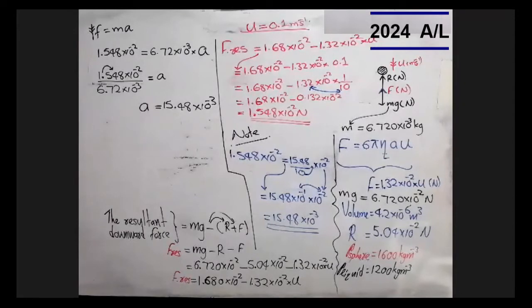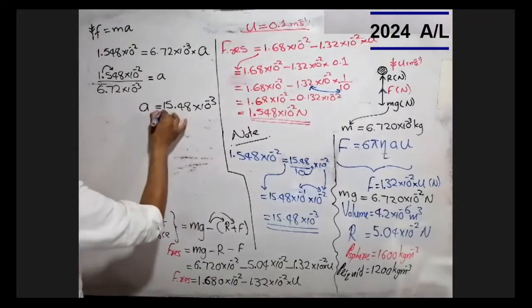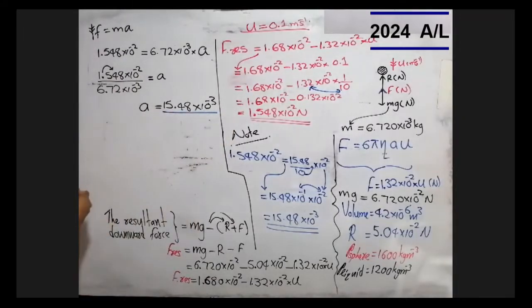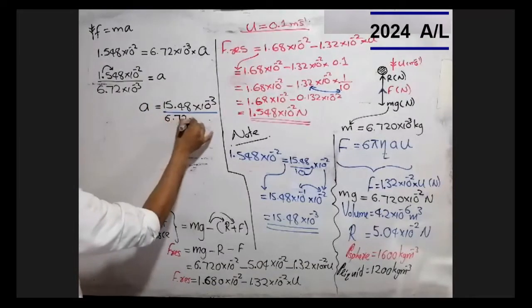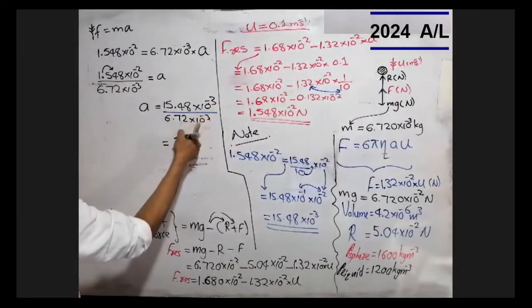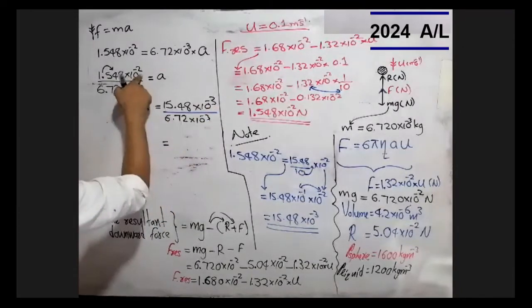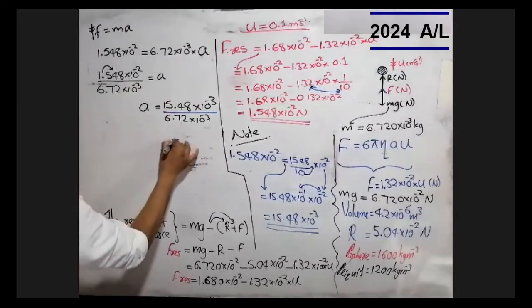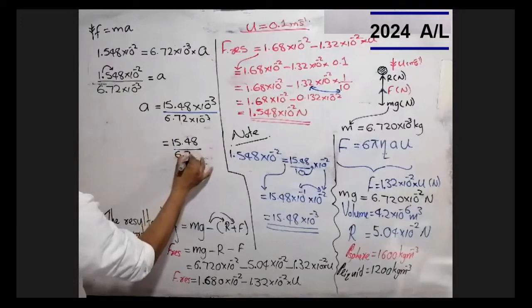Look at the board. Now I have written this 1.548 into 10 to the power minus 2 as 15.48 into 10 to the power minus 3, divided by 6.72 into 10 to the power minus 3. Now you see the beauty. 10 to the power minus 3, 10 to the power minus 3 cancel now. I want to cancel now. That's why I have written this minus 2 as minus 3. Then only I have divided 15.48 by 6.72.